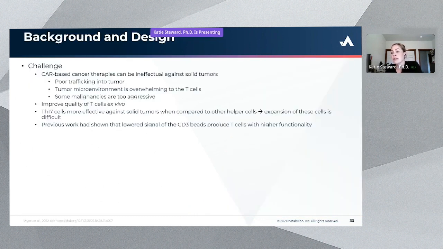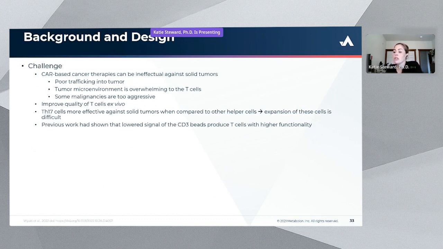CAR-based therapies can be really effective cancer treatments, but have been less successful against solid tumors. And that can be for a number of different reasons. The main ones really are poor trafficking of those T cells into the tumor. The tumor microenvironment can be overwhelming to the T cells, and some of those malignancies are really just too aggressive. So researchers for a long time have realized that they need to improve the quality of those T cells ex vivo.